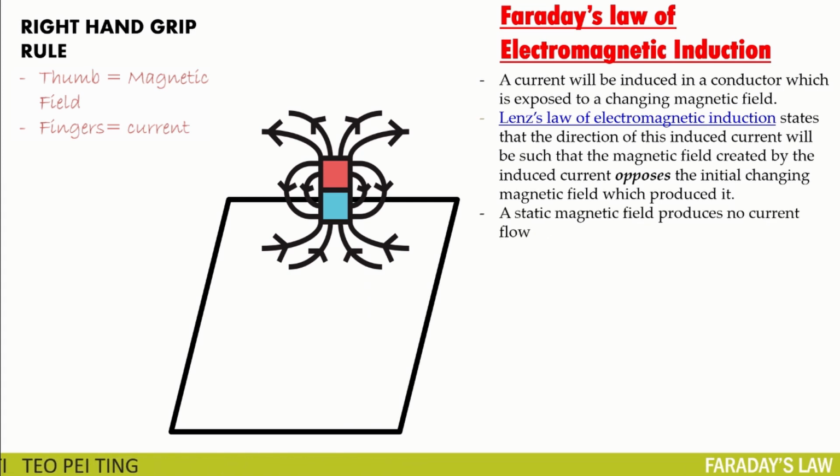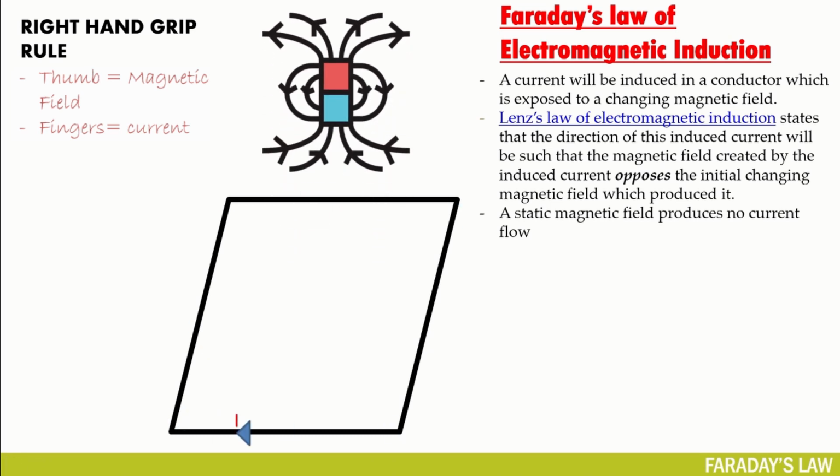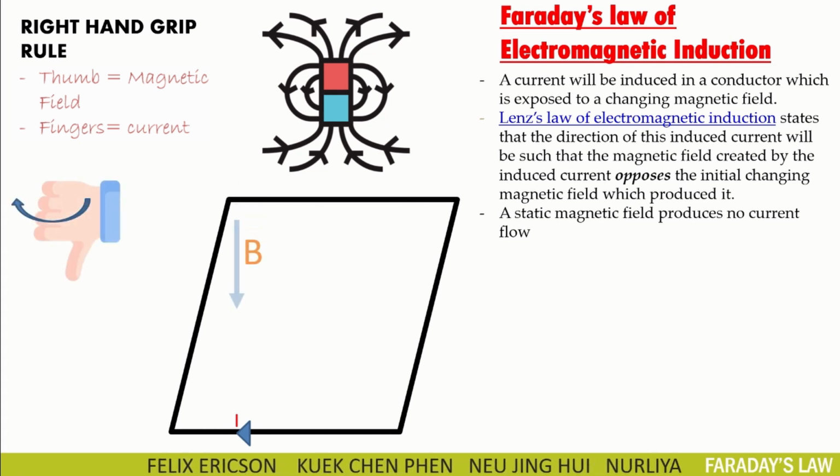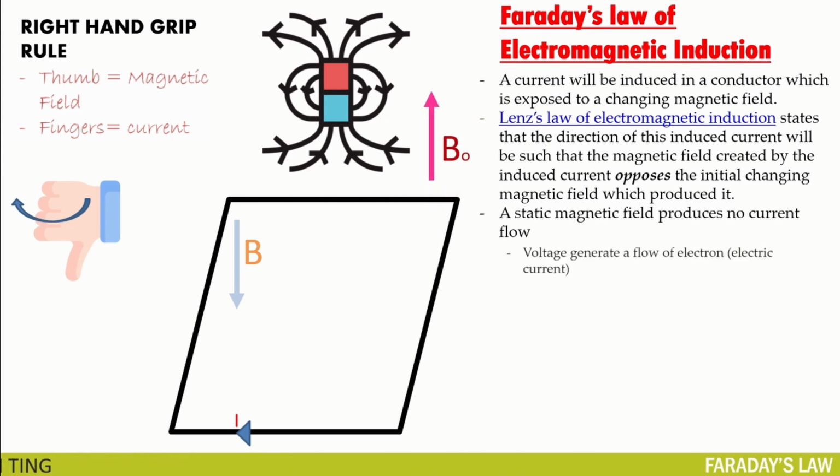And similarly, a current will be produced when we move out the magnet, but the current will flow in the opposite direction. And by applying the right-hand grip rule, we can know that the produced magnetic field opposes the changing magnetic field, which is in line with Lenz's law. The voltage will generate a current flow. In this example, we can say that the current is produced when we apply a force to change the position of the magnet so that the magnetic field will be changing.